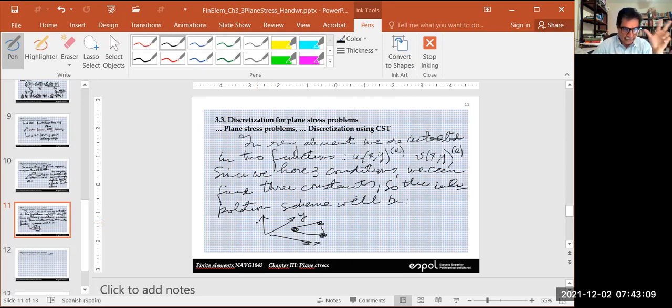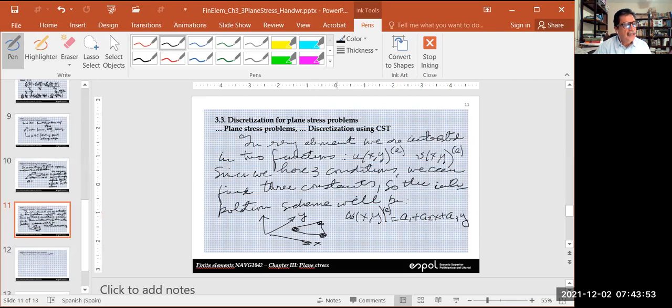So since we can find only three constants, the interpolation is going to follow this scheme. So U inside this element could be interpolated following these three constants. So it's going to be a constant A1 plus A2 X plus A3 Y. So you can see that this is a linear interpolation. That's all we can do. Why? Because we have three joints.